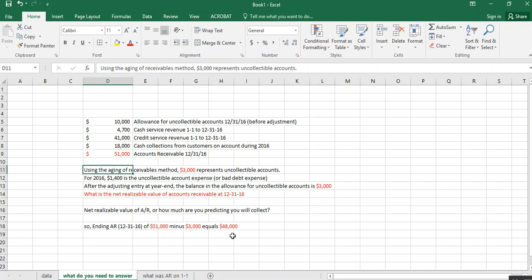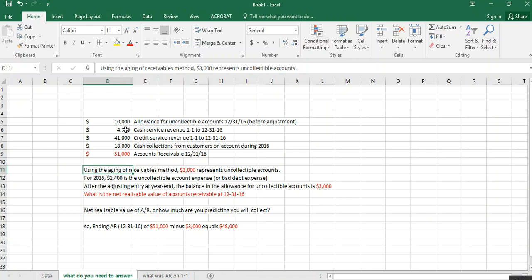51,000 minus 3,000 is 48,000, and you're done. Okay? When you see a problem like this, you start thinking, oh my gosh, this is the most complex problem in the world. If you're just being asked for net realizable value, you just need to know two numbers. What is accounts receivable at the end of the year? And how much do we think we won't collect? Which this problem very clearly tells you.